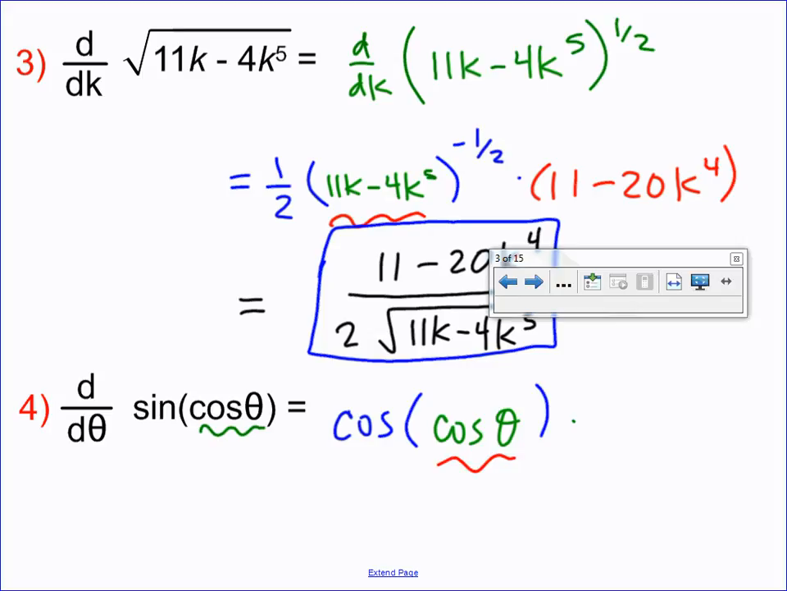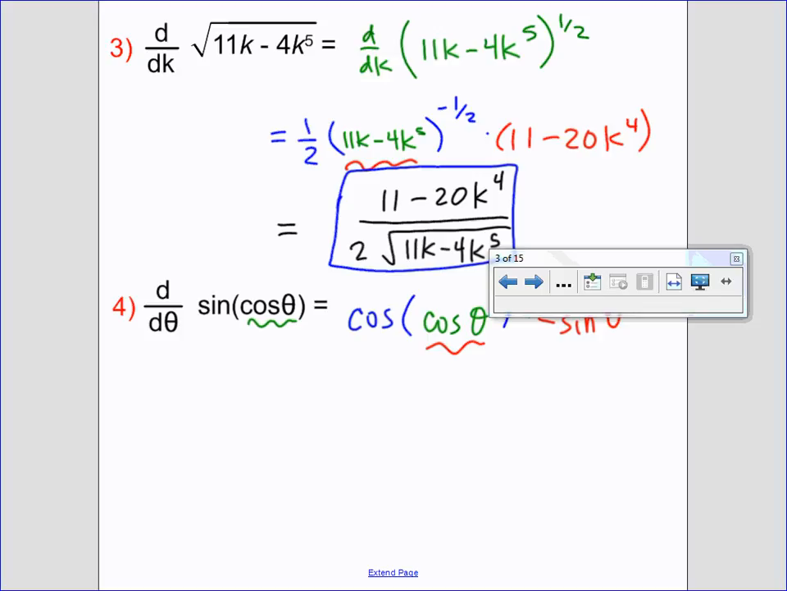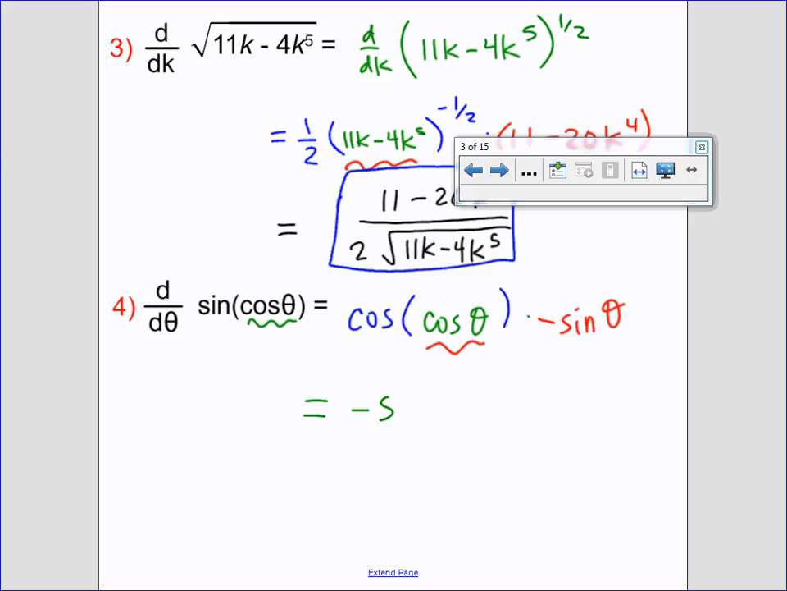So what's the derivative of my inner function? Well, that would be the derivative of cosine theta. What does cosine of theta differentiate to? Opposite sine of theta. So I've got cosine of theta times negative sine of theta. And if that's not a tongue twister, stay tuned because we've got a number 5 lurking around the corner. Don't be shy. We've got negative sine of theta in front of the cosine of theta.